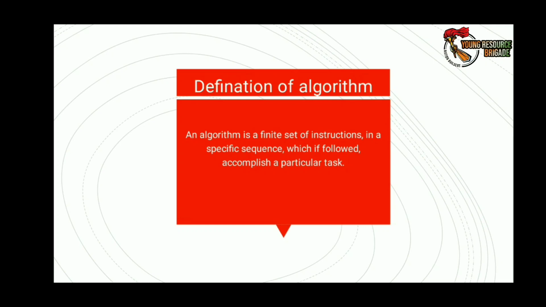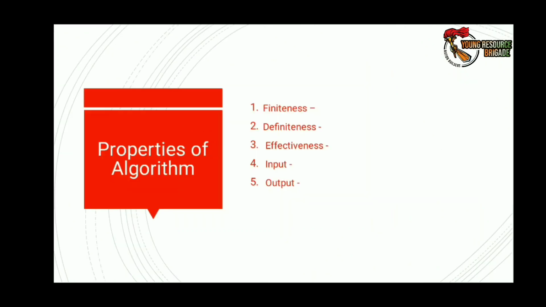Then next we see properties of algorithm. Here 5 properties are given of algorithm: finiteness, definiteness, effectiveness, input and output. The algorithm must satisfy these 5 properties. We will see them step by step, one by one. First is finiteness. The algorithm should terminate after a finite number of steps. Second, definiteness, defined as each instruction must be clear and unambiguous.